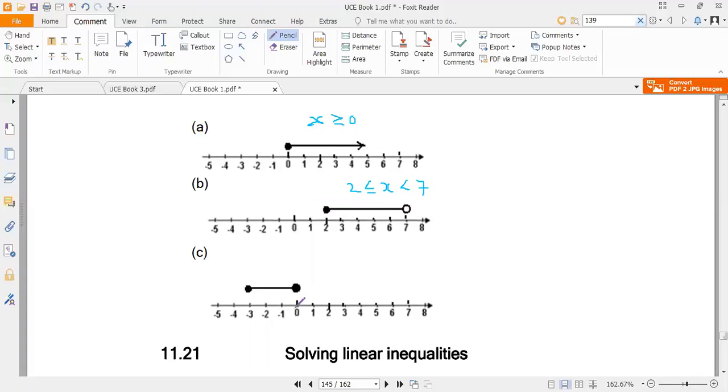Then for this, 0 is included and negative 3 is included. So it will be negative 3 less than or equal to x less than or equal to 0.